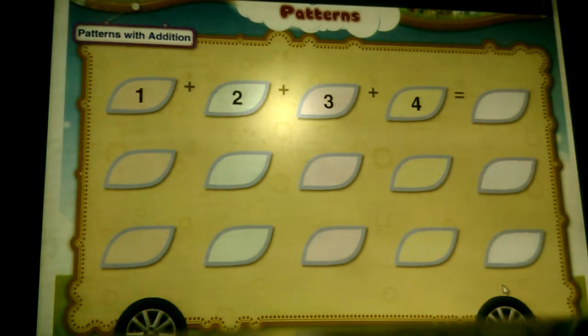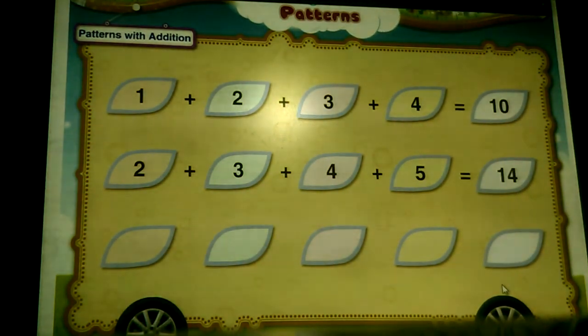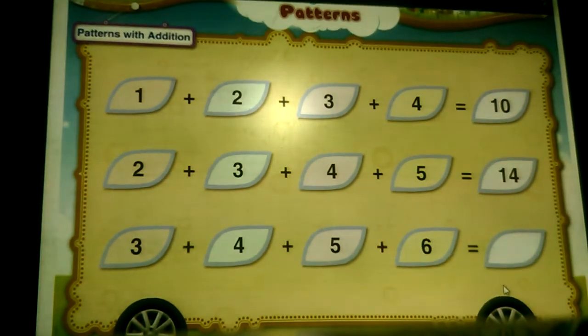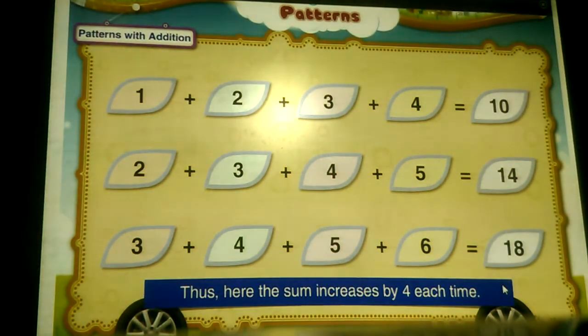The sum of 1, 2, 3 and 4 is 10. The sum of 2, 3, 4 and 5 is 14. The sum of 3, 4, 5 and 6 is 18. Thus, here the sum increases by 4 each time.